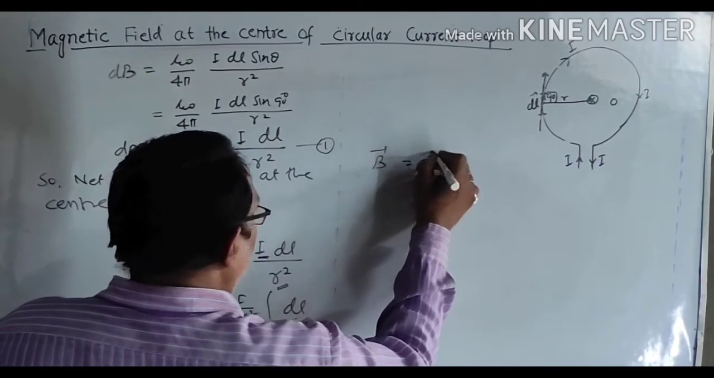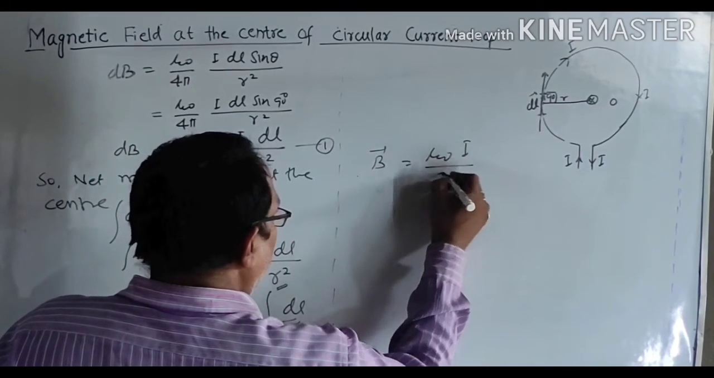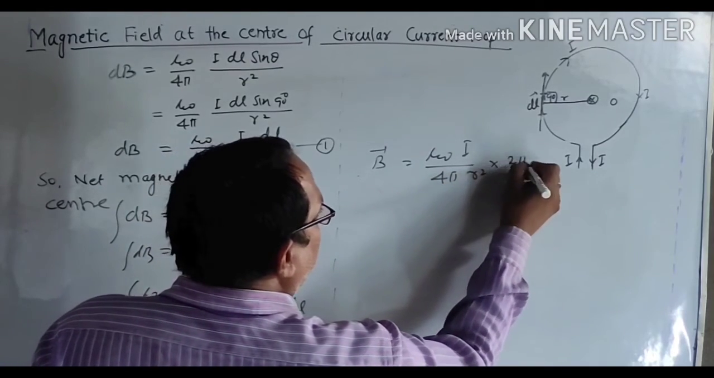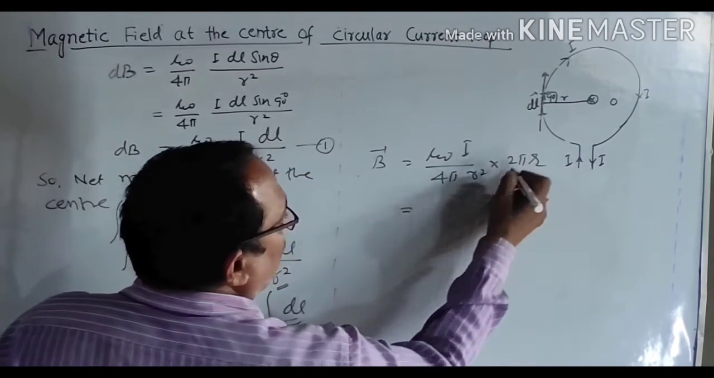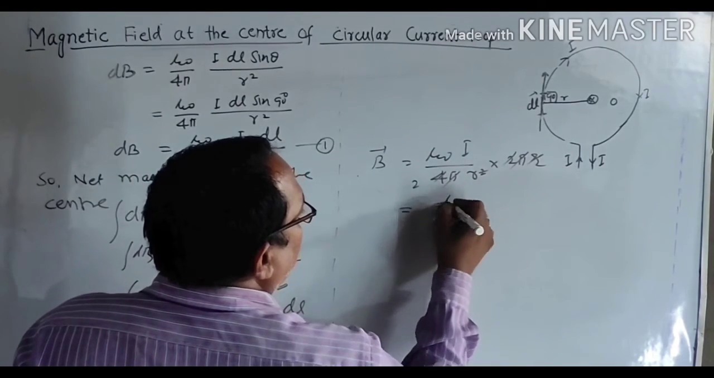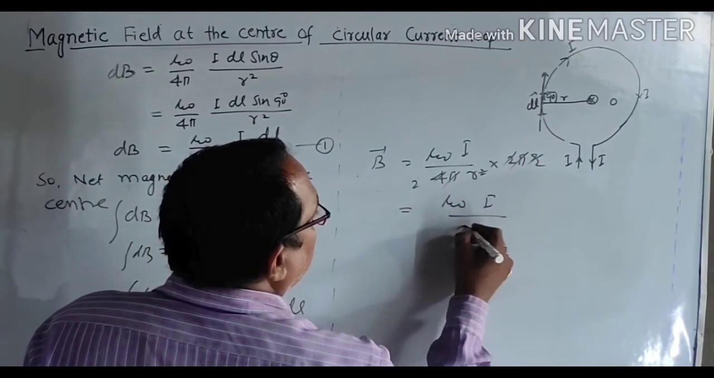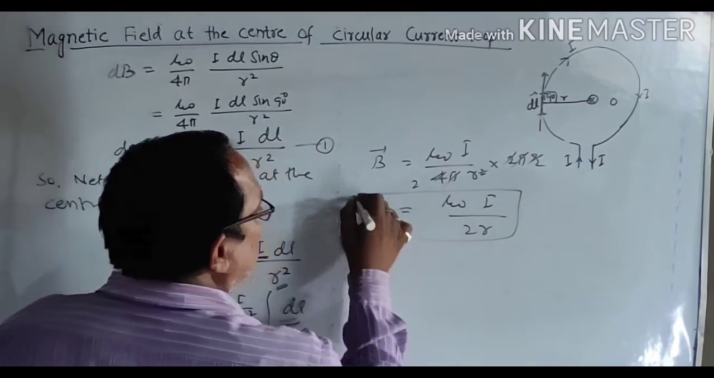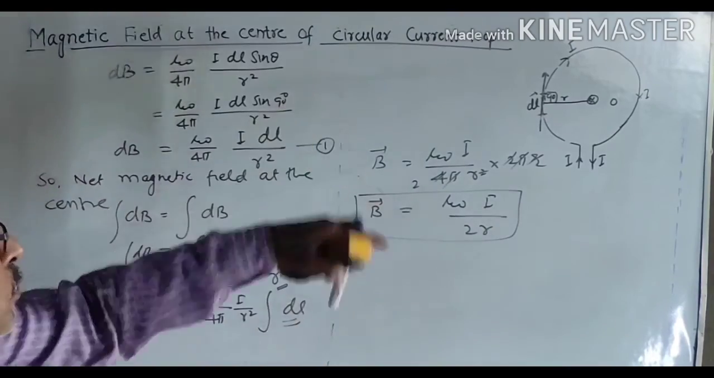B is equal to mu naught I by 4 pi into 2 pi r. So we can cancel out the pi here and r with r. So it will be converted to mu naught I by 2r. This will be the net magnetic field produced at the center of the circular current loop.